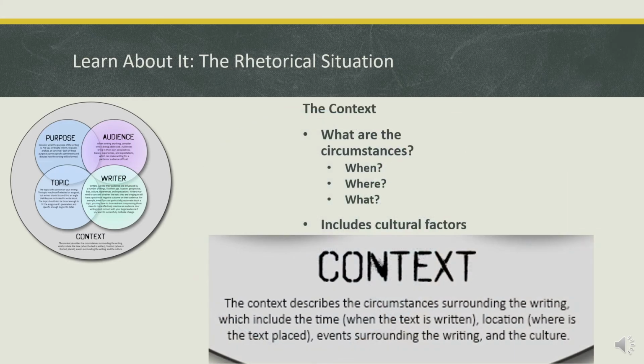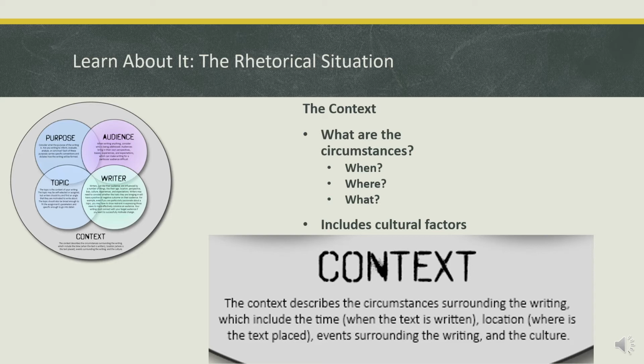The context is the situation. It creates the need for writing or for the speech. It's always affected by the time period, location, current events, and/or cultural significance. If you wrote a speech for Romeo and Juliet, what might be the context?